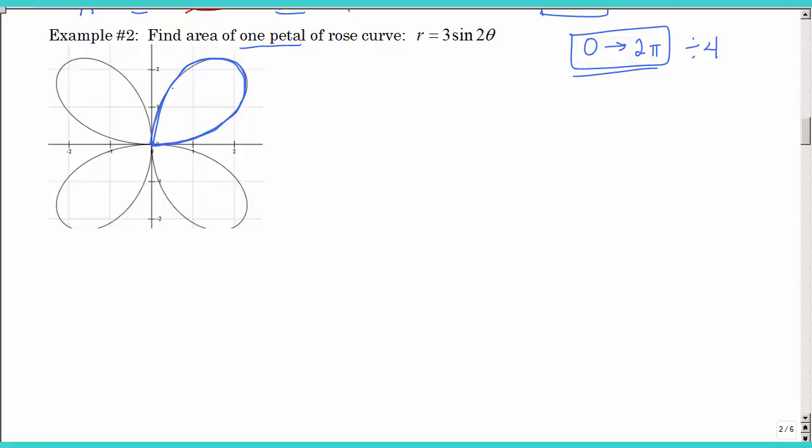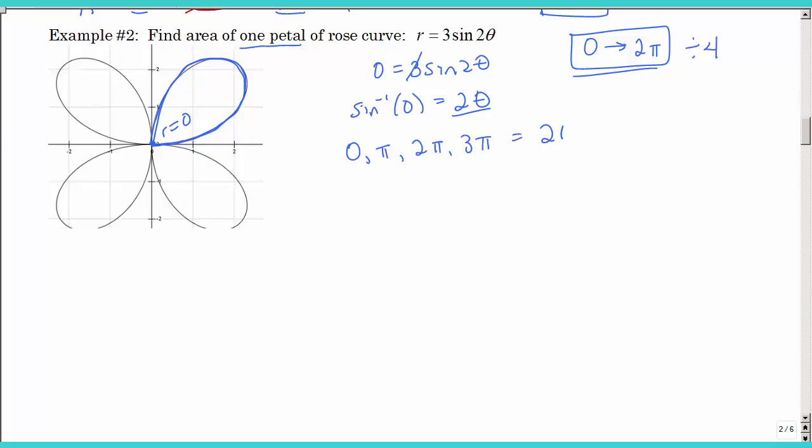Another option is to find out what would be the value of theta to give you just one petal, meaning when does r equal 0? And I think that's what I want to do. So I'm going to say 0 is 3 times the sine of 2 theta. Dividing by 3, you still get 0. So take the inverse sine of each side. So when does 2 theta, okay, arc sine of 0, 2 theta, means I need to go around the circle twice. So when does the sine equal 0? 0, pi, 2 pi, 3 pi. That's for 2 theta. Now divide by 2.